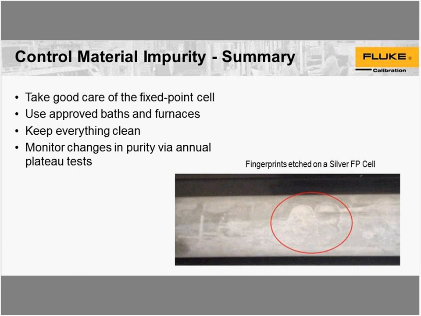First and foremost, take care of the fixed point cell. We have a picture here of a cell that someone touched with their bare fingers and didn't clean off afterward. They caused the quartz to become etched and eventually turn white from the person's fingerprints. The reason it's turning white is that it's basically coming apart, and eventually it could cause a leak in the fixed point cell. Use approved baths and furnaces for maintaining the fixed point cells, keep them clean, and monitor changes in purity through annual plateau tests.